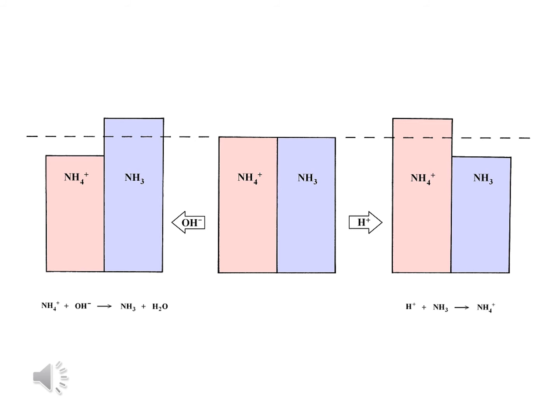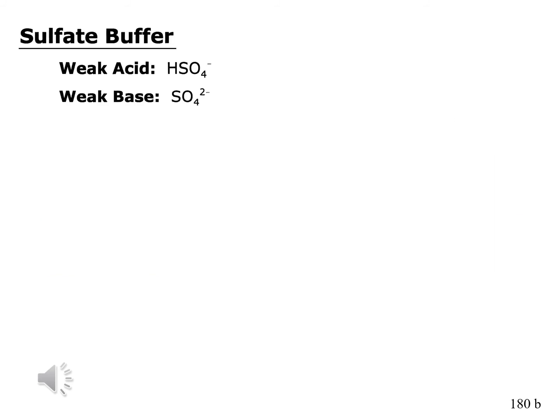And if you add OH, it's the opposite. The acid part goes down, the base part goes up, and by exactly the same amount. The next buffer I'm going to discuss is sulfate buffer. And this one is used as a very low pH buffer. It's very convenient in chemistry.